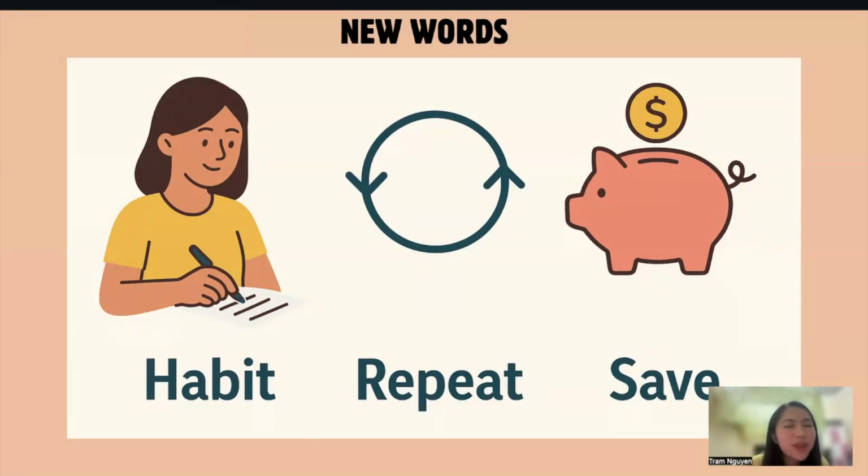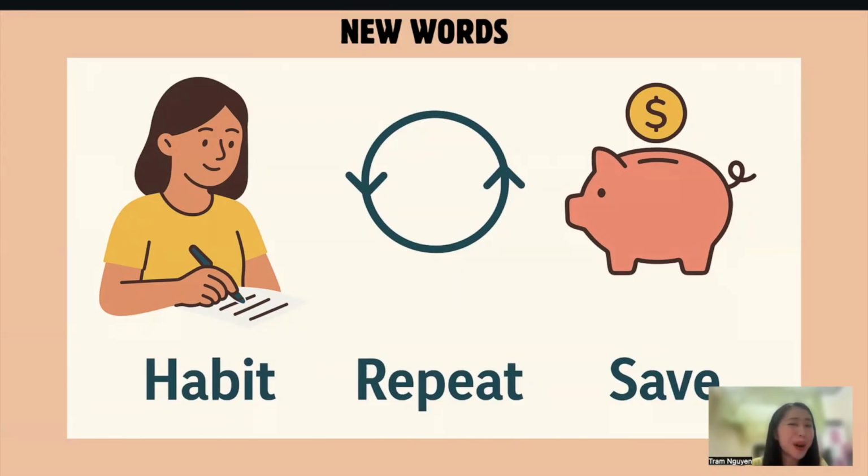So, can you tell me an example about habit? Yes, brushing our teeth. Okay, very good. Washing our face, right? Yes, going to work every day. Okay, that's really good. So the second word, repeat. Okay, anyone? Can you explain what repeat is?